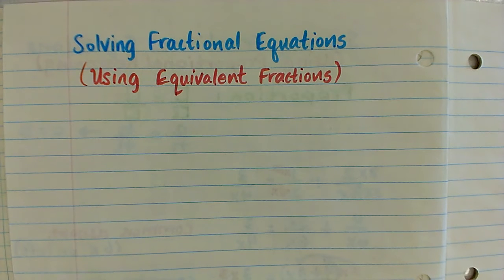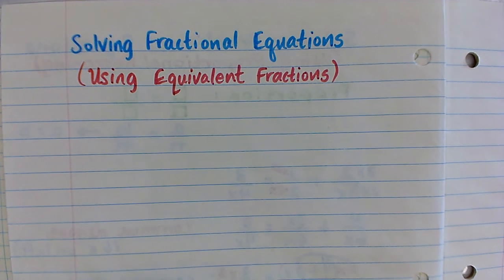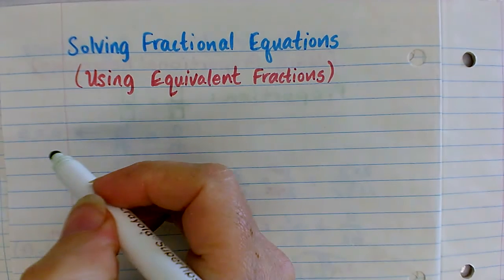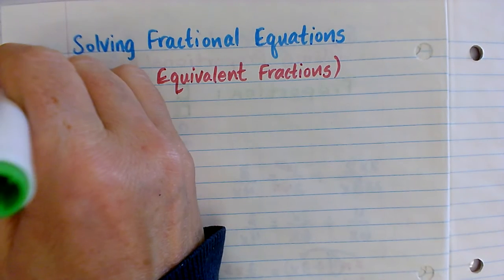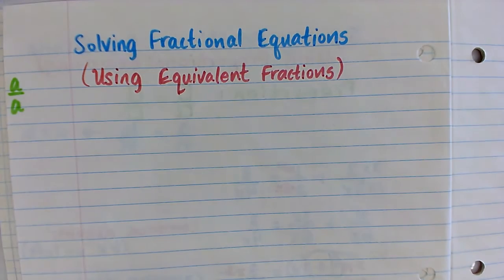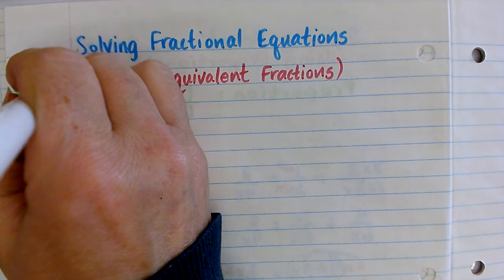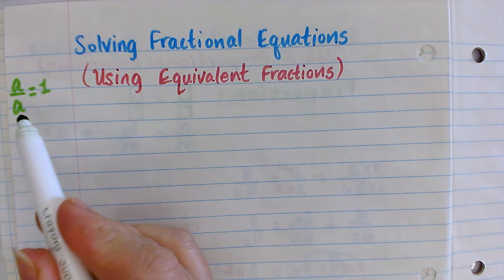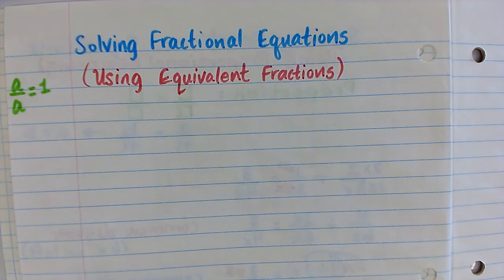Hello, in this video we are going to be looking at how to solve a fractional equation using equivalent fractions. The two equivalencies or rules that I'm going to use are the following. If I have a number divided by itself, a fraction that is n over n or a over a, the value of that is 1. And that's reversible. I can go the other direction as well: if I am trying to make a value of 1, I can create a fraction of a value over itself.